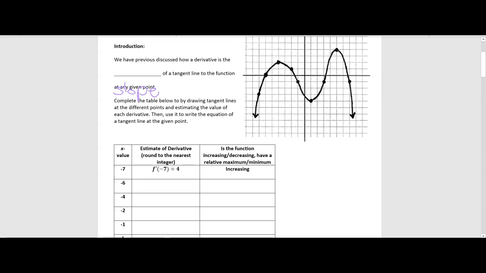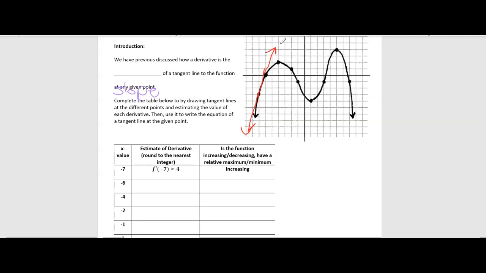So I gave you one example, and if we just go through what that's saying, at x equals -7, and again the axes aren't labeled, but they're marked off by units. So -1, -2, -3, -4, -5, -6, -7 would be right here. So our tangent line would look something like that. And they're estimating that to have a slope of +4.